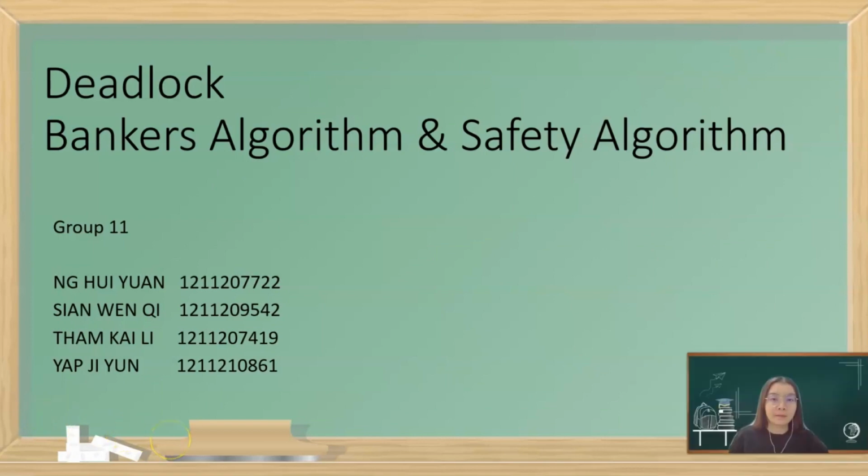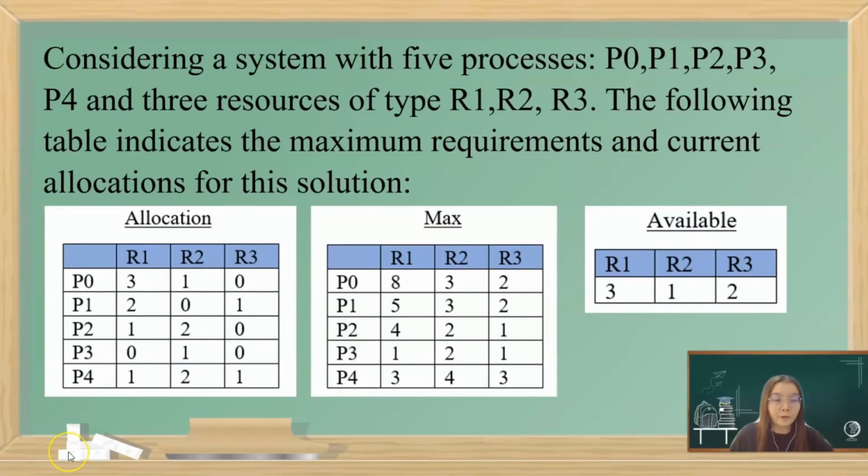Good evening, my name is Tam Kai Li, and the topic our group chose is deadlock. Today, Wenqi and I will explain about Banker's algorithm and safety algorithm. The question is: considering a system with 5 processes, which are P0, P1, P2, P3, and P4, and 3 resource types, which are R1, R2, and R3. The following table indicates the maximum requirement and current allocation for this system.